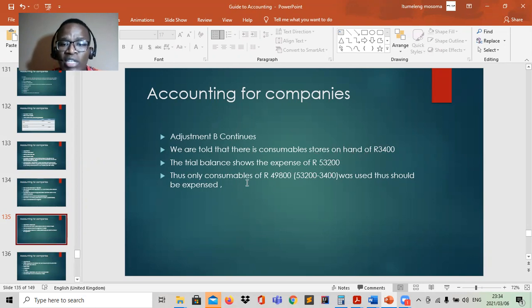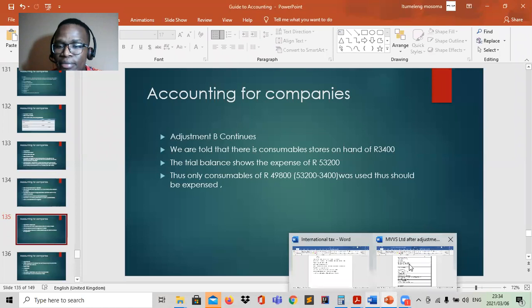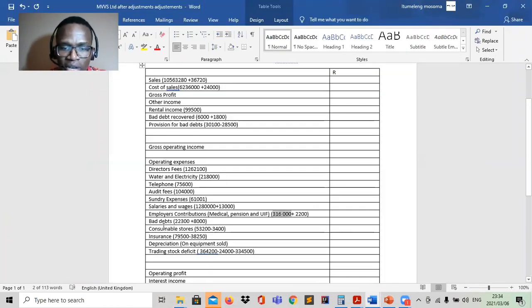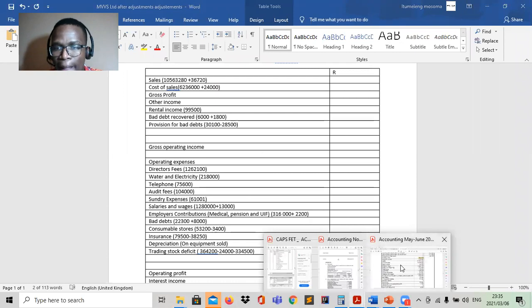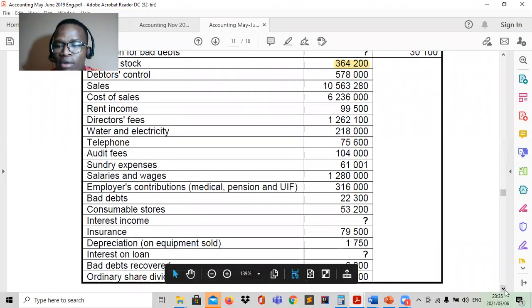So the consumables that should be expensed in your income statement should be 49,800, which is equal to 53,200 minus 3,400. Let's see how it is shown on the trial balance on your income statement. Right? So on the income statement, consumables is 53,200 minus 3,400. This is how you do the income statement, adjustment by adjustment, right? So we move to the next adjustment. Scroll down.